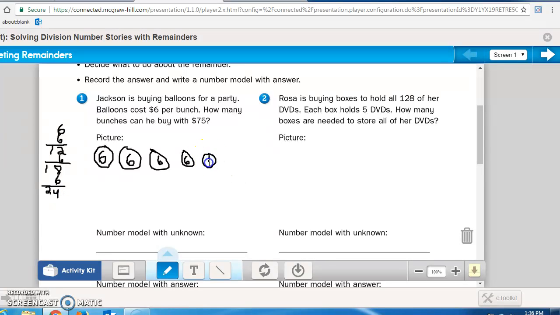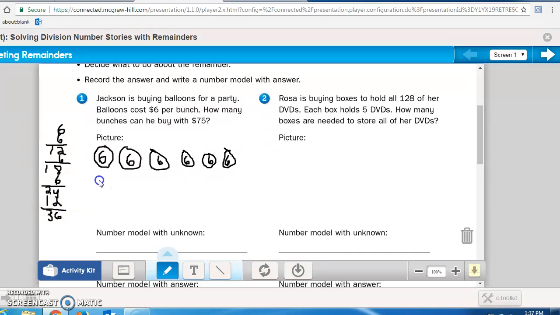5 bunches, 6 bunches. I did that because I know 6 plus 6 is 12. So instead of writing 6 every time now, I can write 12, which only gets me up to $36. I'm going to need quite a bit yet. How many bunches is it going to take me to get to 6?